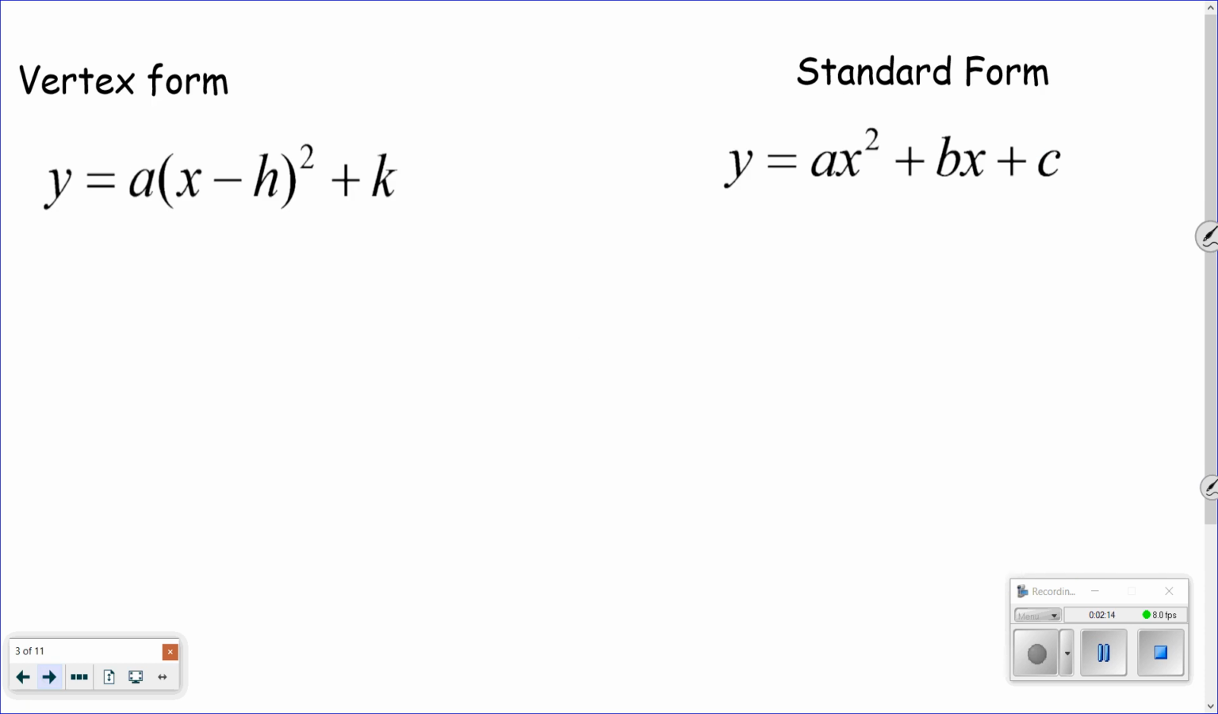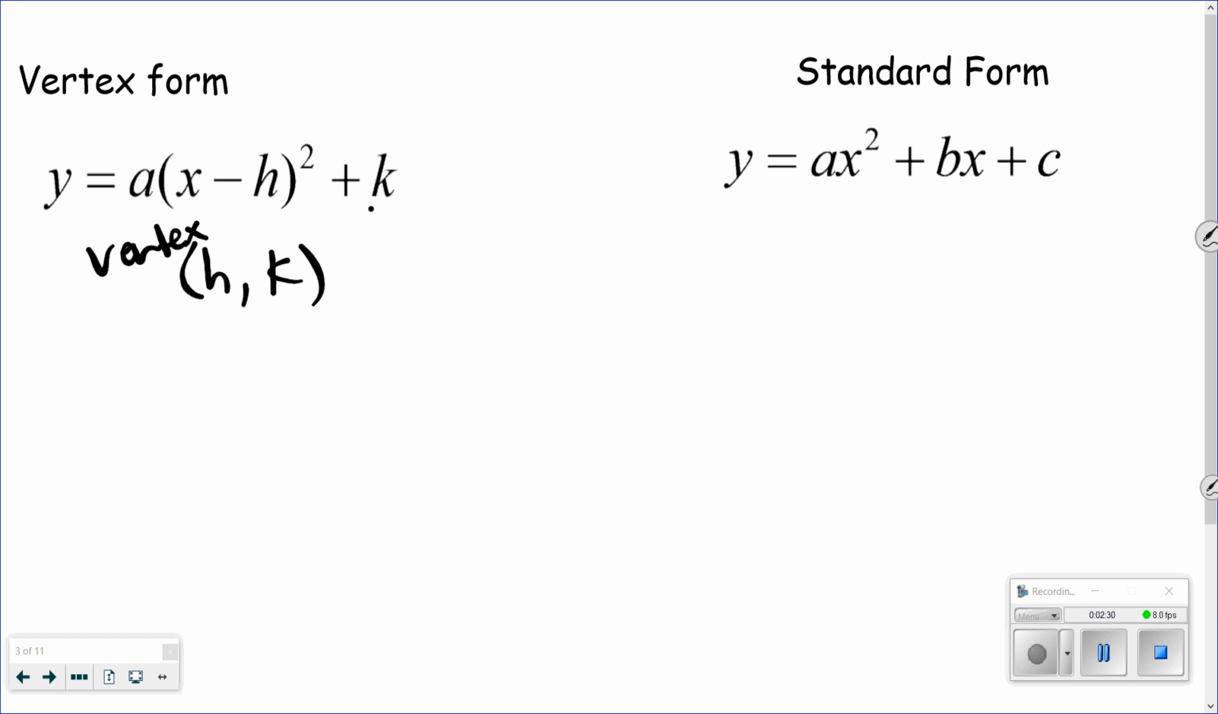We have these two different forms. We know if it's in vertex form, right, the h moves it left and right. So it's the x-coordinate of the vertex. The k moves it up or down. So it's the y-coordinate of the vertex. That's why we call it vertex form, is because it's really easy to find the vertex.